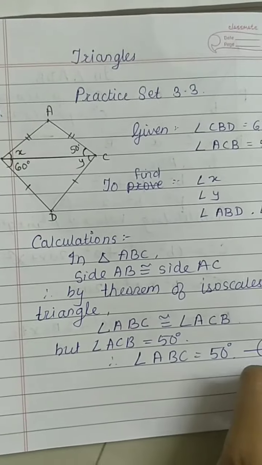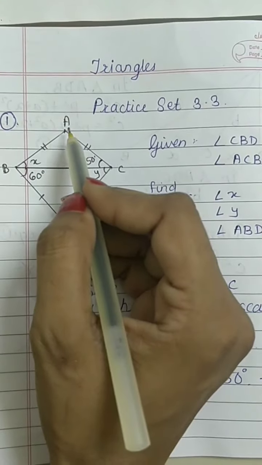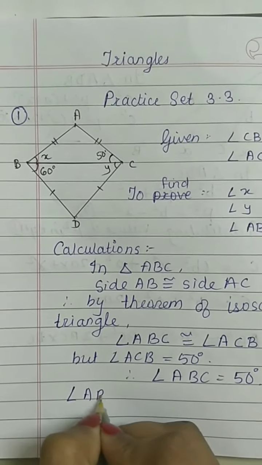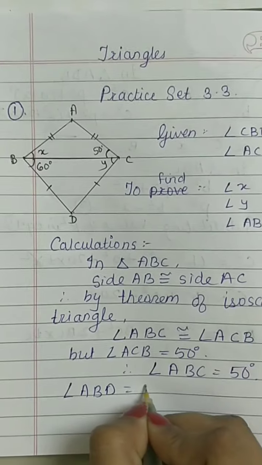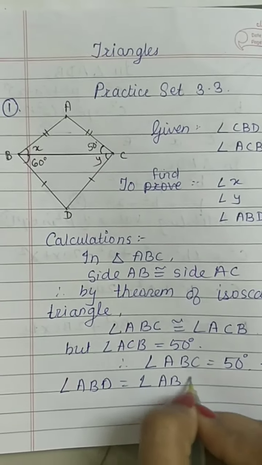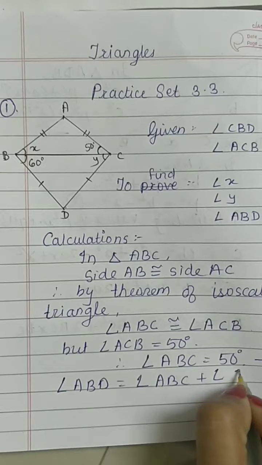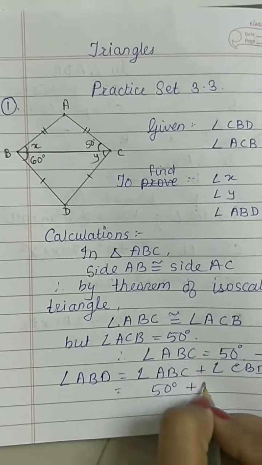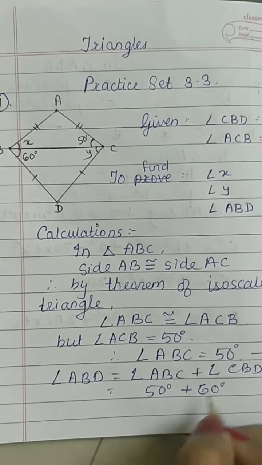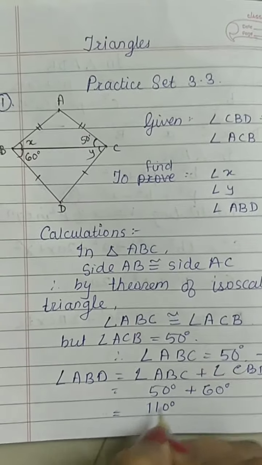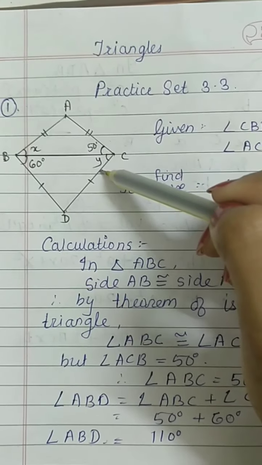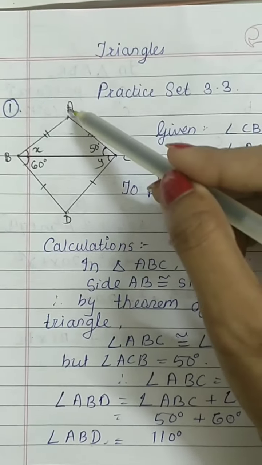This is 1. Now we also need to find out this angle ABD. So angle ABD is the sum of angle ABC plus angle CBD. Since this is 50 degrees and this one is 60 degrees, we get the total angle as 110 degrees. Similarly, you are going to solve this angle Y and angle ACD.